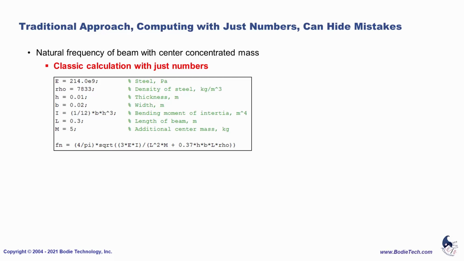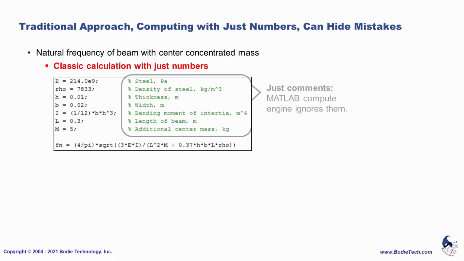Switching our focus back to the traditional approach, we note that computing with just numbers can sometimes hide mistakes. Here's an example of calculating the natural frequency of a beam with a concentrated mass at its center. The variables for the problem are defined using just numbers, and these green lines of text are only comments for the user. The MATLAB compute engine ignores them. Thus, MATLAB is only computing with just numbers.